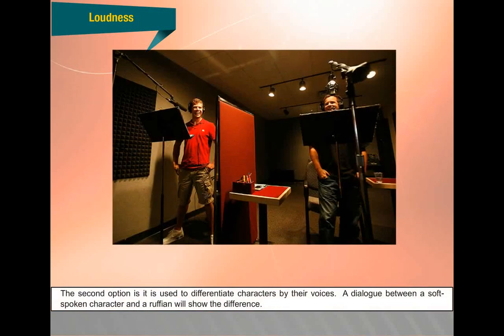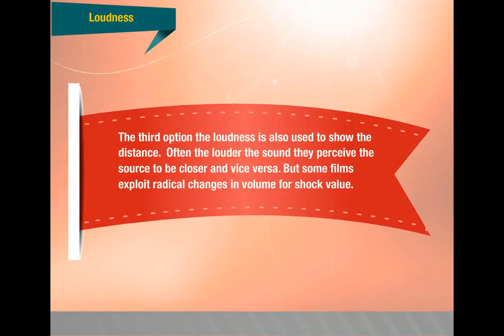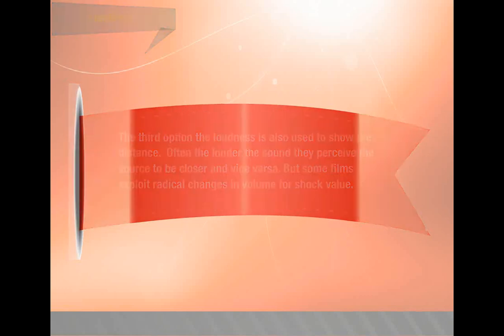The second option is, it is used to differentiate characters by their voices. A dialogue between a soft-spoken character and a ruffian will show the difference. The third option, the loudness is also used to show the distance. Often the louder the sound, they perceive the source to be closer and vice versa. But some films exploit radical changes in volume for shock value.